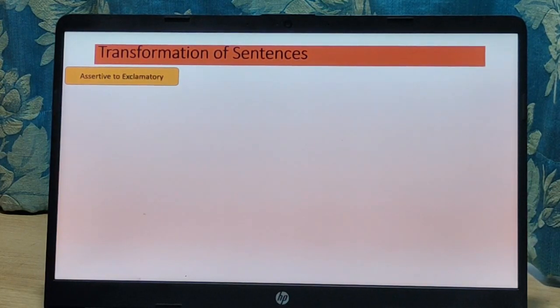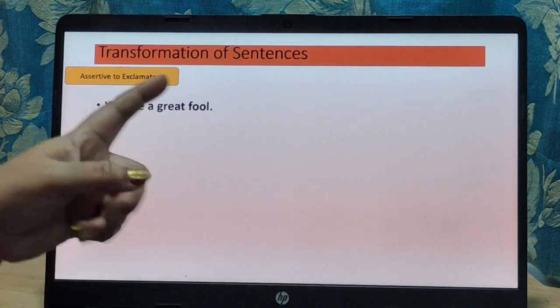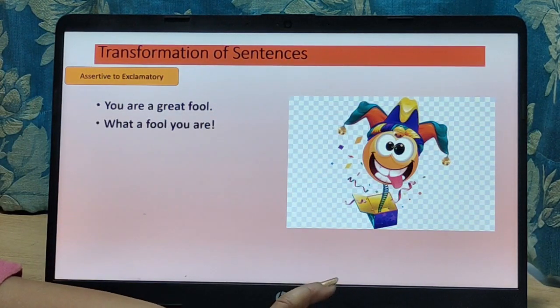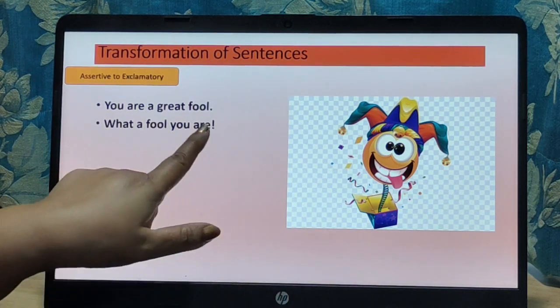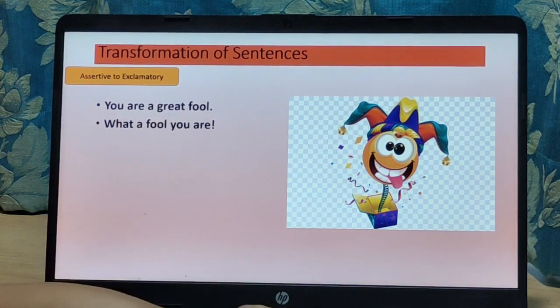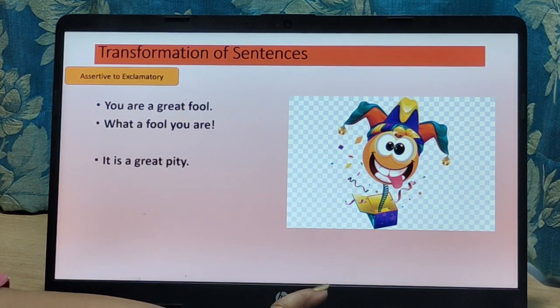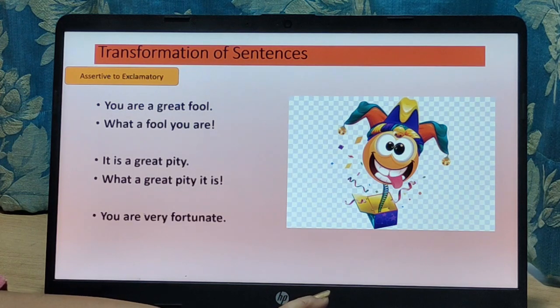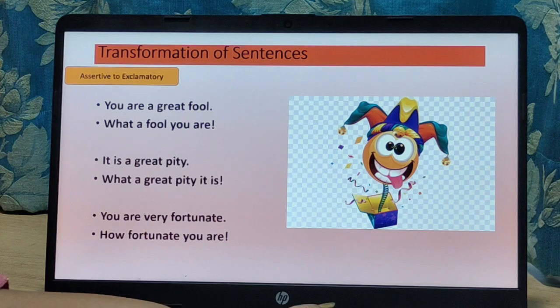Let's go for the next one. Say assertive to exclamatory. How will you go about it? "You are a great fool." When it becomes exclamatory, we have to use a WH word: "Oh, what a great fool you are!" And it ends with the exclamation mark. Or say, "It is a great pity." It's very obvious: "What a great pity it is!" Or "You are very fortunate." Here also we are using a WH word, but it's inverted: "How fortunate you are!" So this is how we go about it.